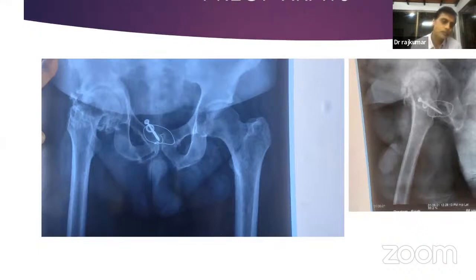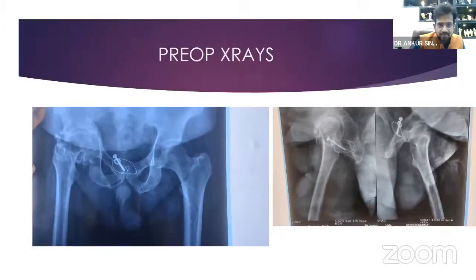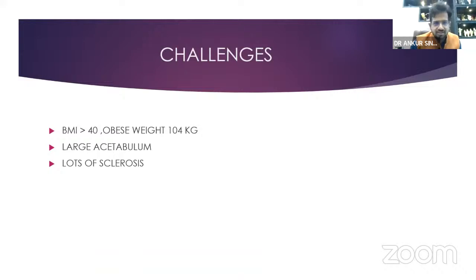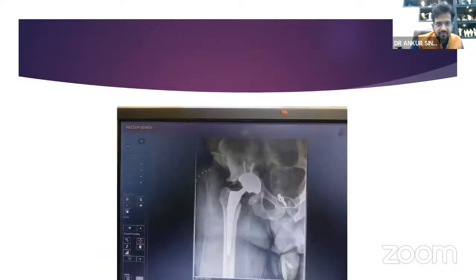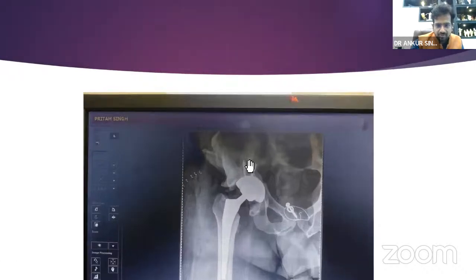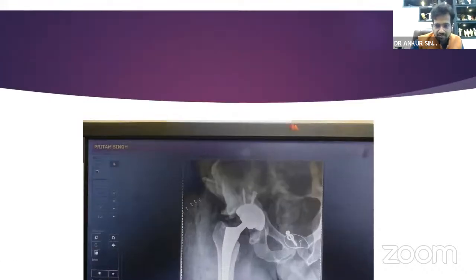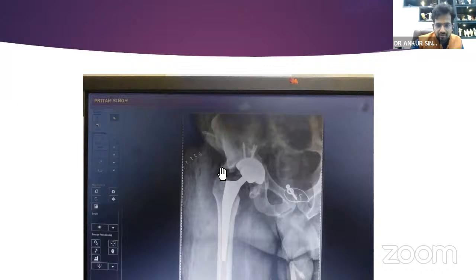Yes. So yeah, the walls were okay. These were the challenges: a large acetabulum, lots of sclerosis inside, and obesity definitely. So this was the post-op x-ray. I did use a large Gription cup.